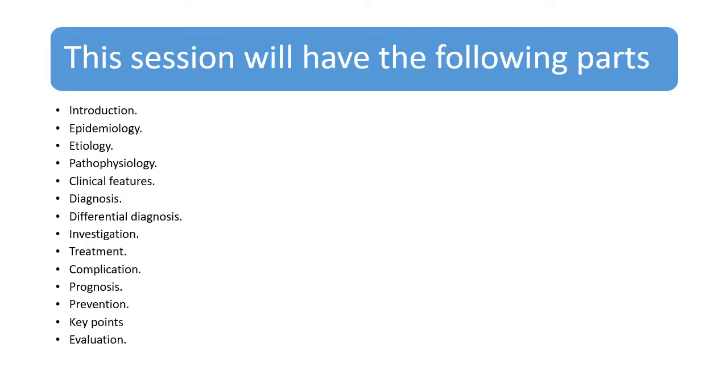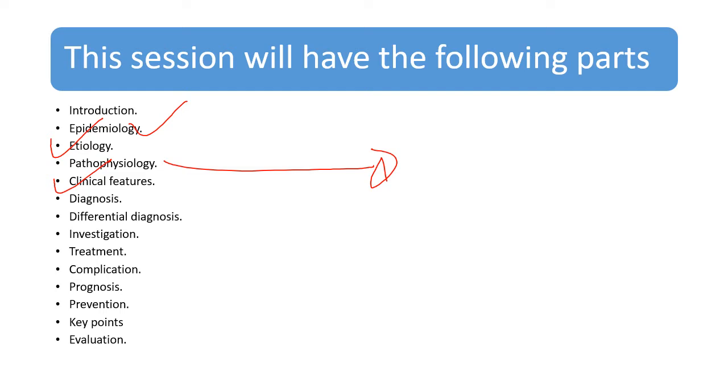So in this discussion, students, we have the following parts which we have to pass through. We have to pass through introduction. This is very important to be introduced to infective endocarditis before we proceed. After that, we have to pass through epidemiology of infective endocarditis. After epidemiology, we have to see the causative agent, that is etiology of infective endocarditis. After etiology, we have to see what happened for the patient to develop infective endocarditis, that is the pathophysiology. After pathophysiology, we have to pass through clinical features.